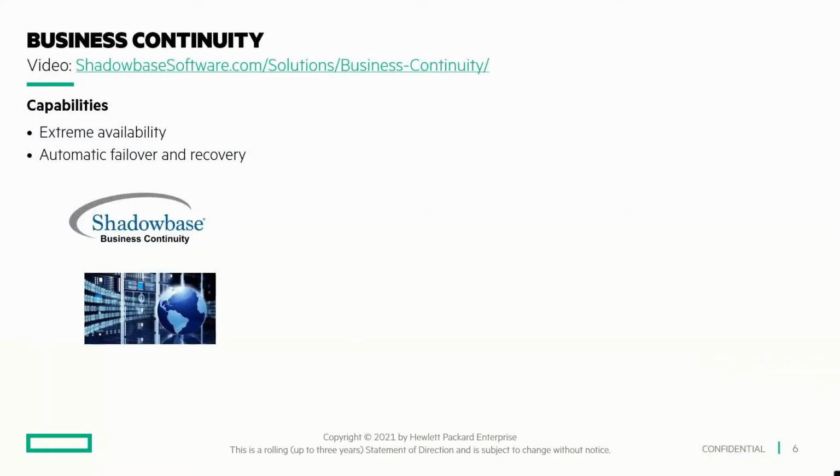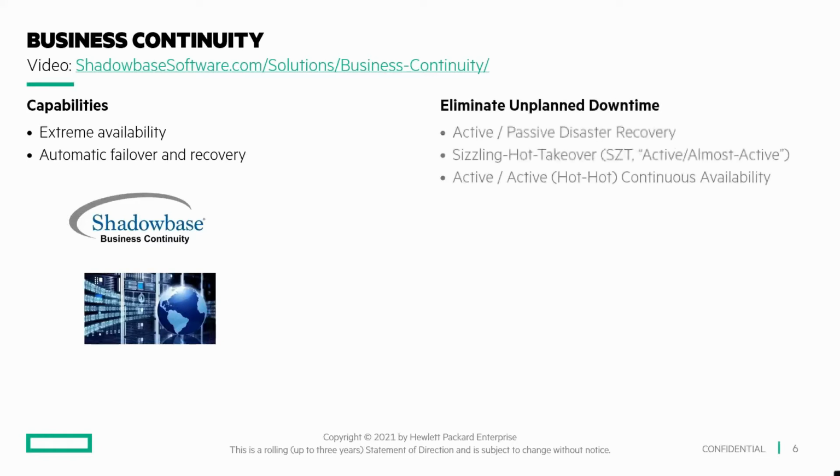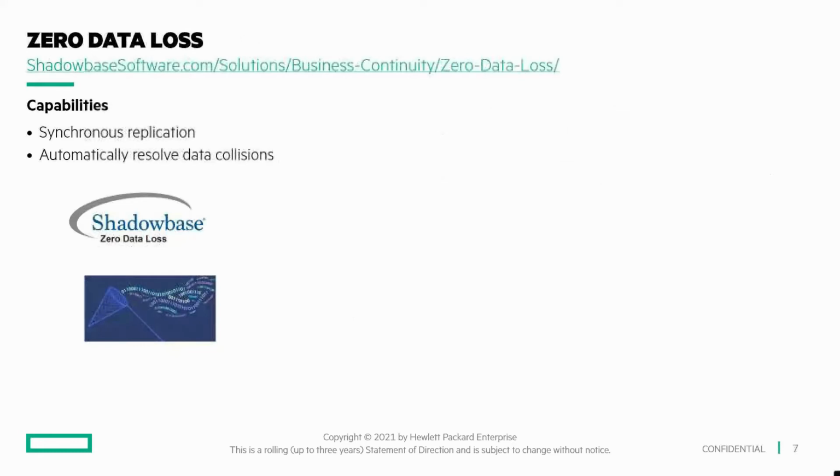Business continuity. Shadowbase business continuity enables extreme availability and automatic failover and recovery to eliminate unplanned downtime. We'll talk more about these various architectures in a bit. Also, we have an overview video at each of these different web pages. Please check these out. They're great summaries of the different solutions.